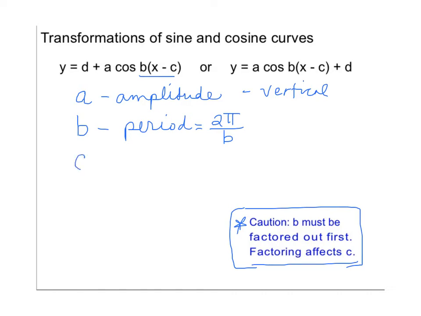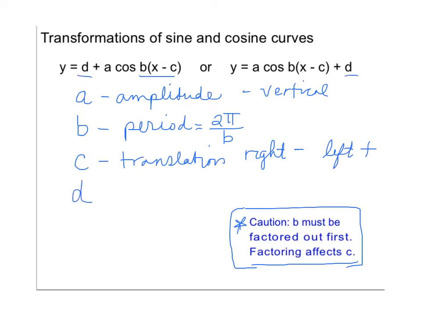And C is, of course, a translation. This will move the graph right if it's negative and left if it's positive. And then D, whether it's written in the front or in the back, is also a translation. Up if it's positive, and down if it's negative. Okay?